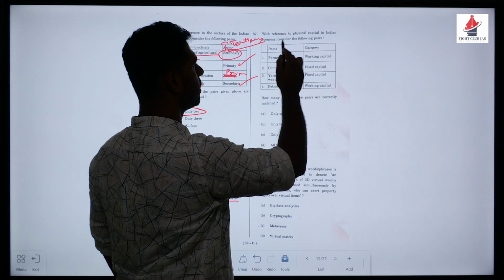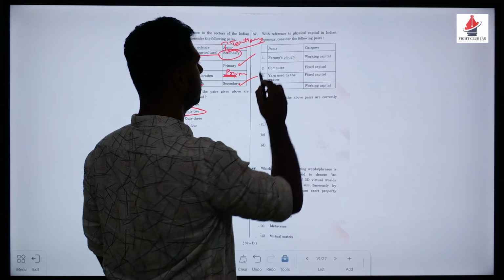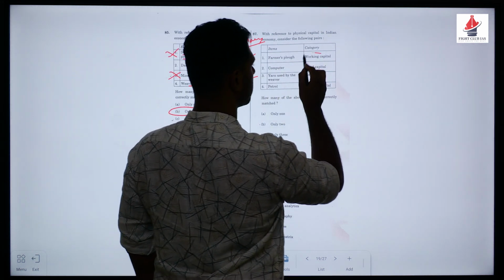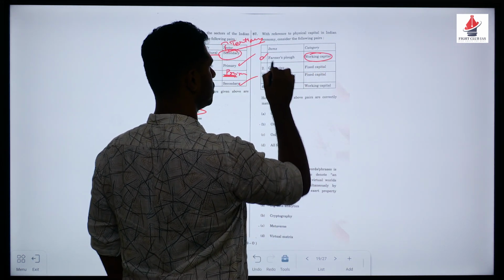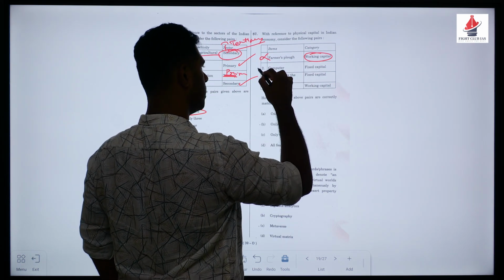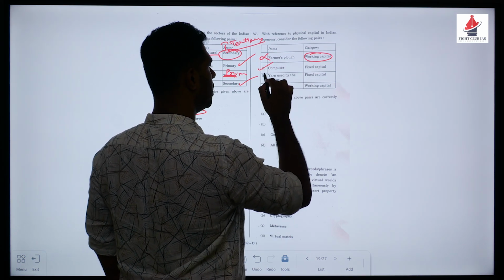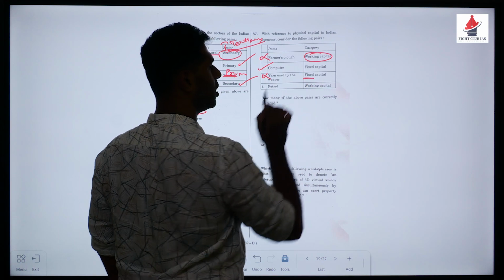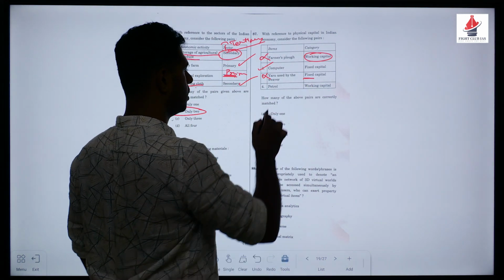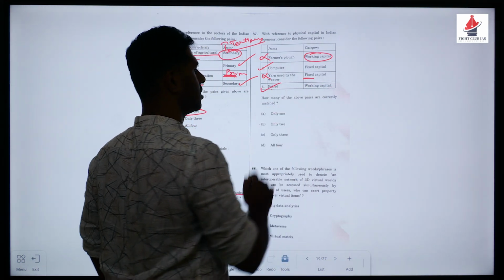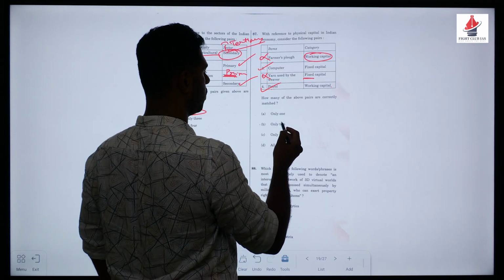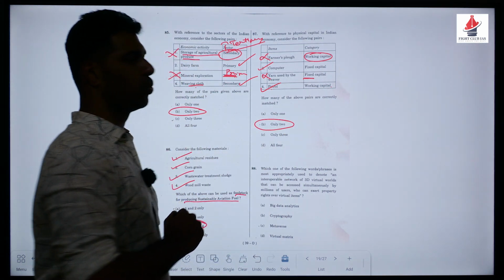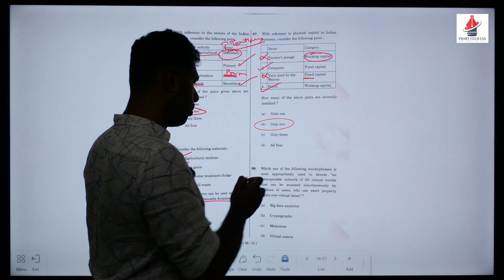With reference to physical capital in Indian economy, consider the following place. Farmer's plough. It is not a working capital, it's a fixed capital. So this is wrong. Computer, Printer, it's a fixed capital, correct. Yarn used by the weaver, it is a working capital. It is a working capital, it is not a fixed capital. Petrol is a working capital, this is correct. So you have 2 and 4, which is only 2. Only 2 are correctly matched. Moving to the next one.